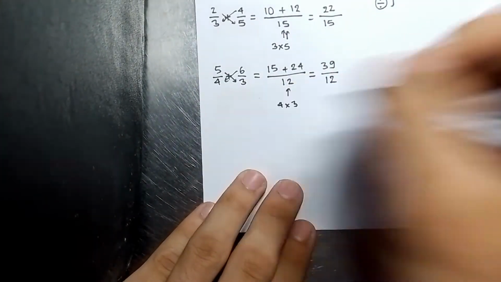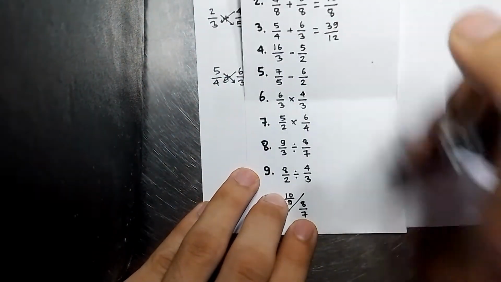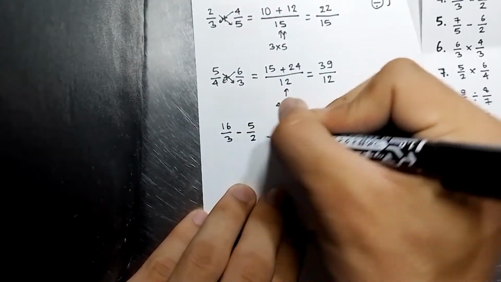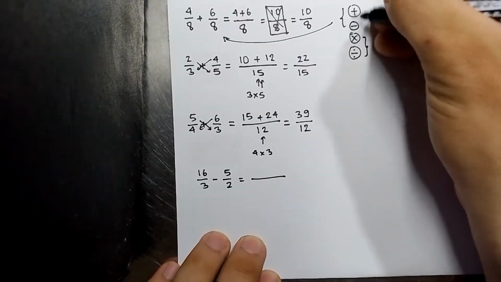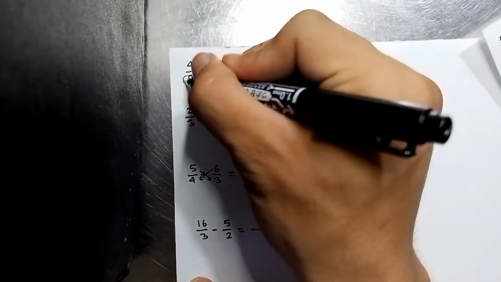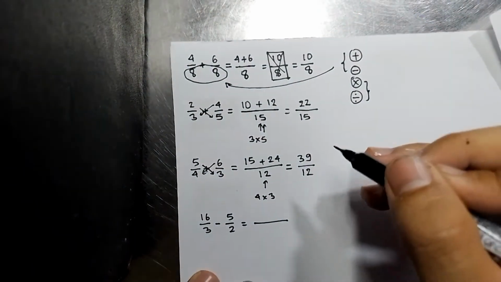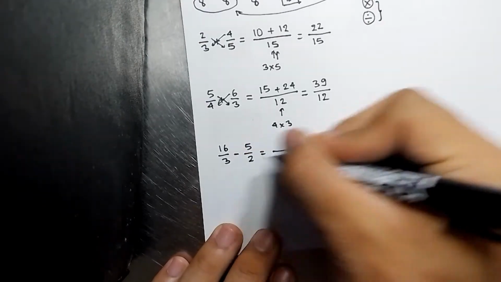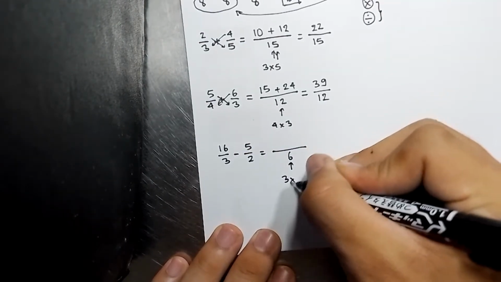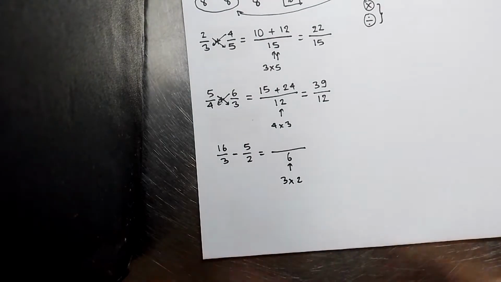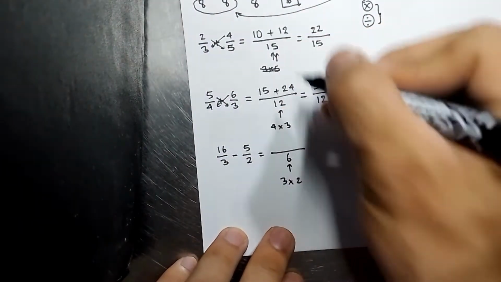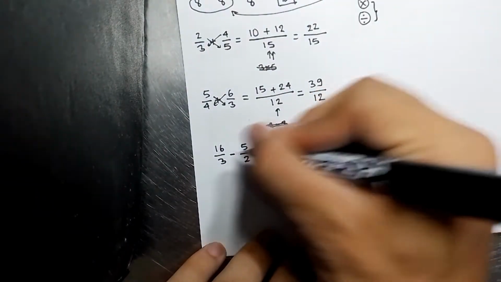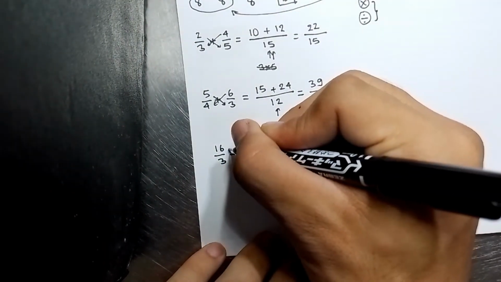Now let's move on to the fourth exercise. For the fourth exercise, we got 16 over 3 minus 5 over 2. The same thing: plus and minus come from the same family. They need a common denominator. So 3 times 2 equals 6. Remember, 6 comes from 3 times 2. To find the common denominator, just multiply these two numbers together. And then, let me cross that out. What we have to do next is put the minus sign in the middle.